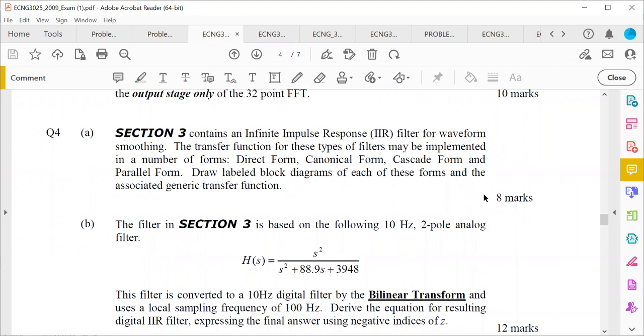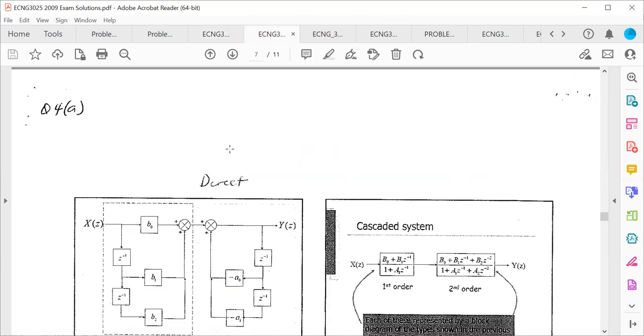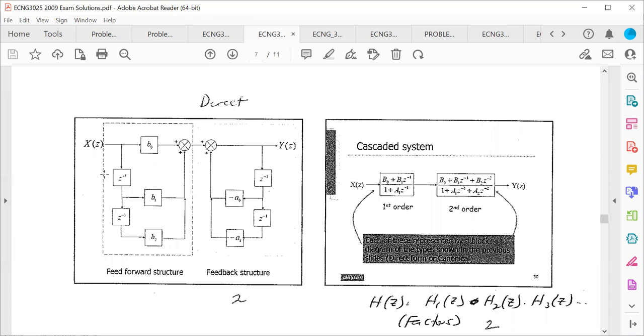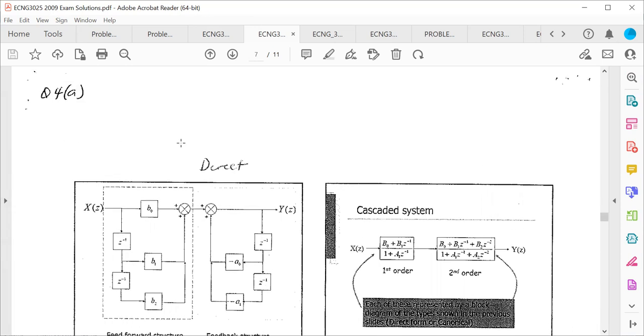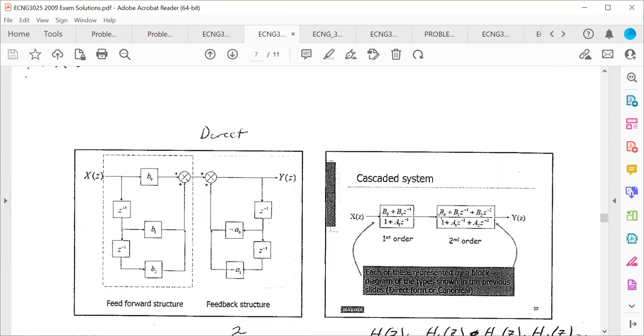This one was just about the implementation forms of the transfer function: direct form, canonical form, cascade, and parallel. So to draw the diagrams for that, and that is straight from the notes. So the direct form, you write the transfer function, of course, you write the standard form of the transfer function, which will be, if you look, for instance, here, the coefficients of the numerator are the b's, so b0 plus b1 z minus 1 plus b2 z minus 2, et cetera, et cetera. The coefficients of the denominator start with 1.